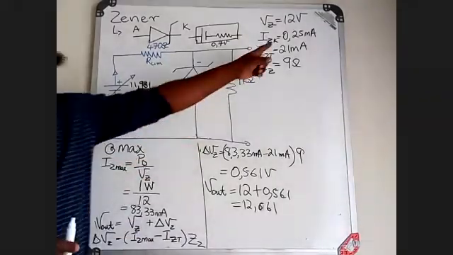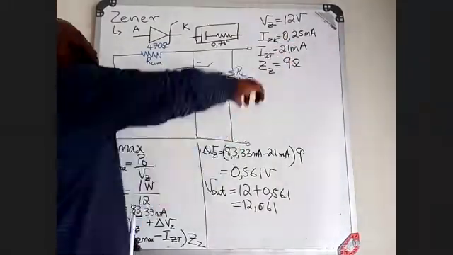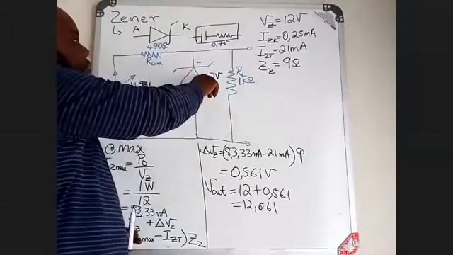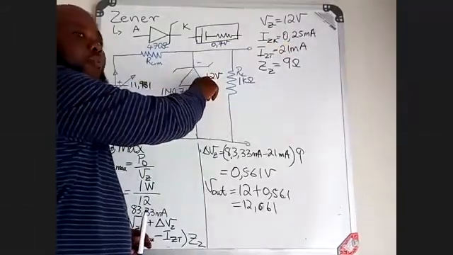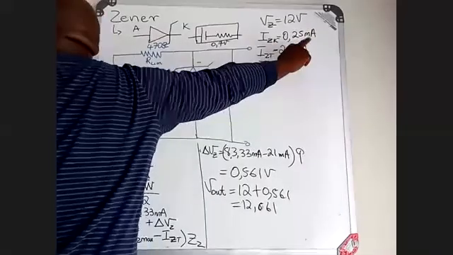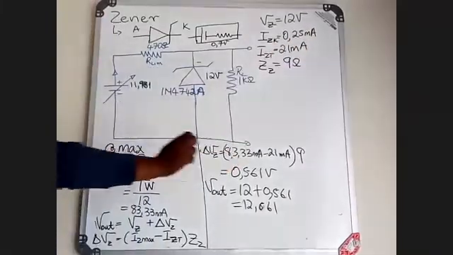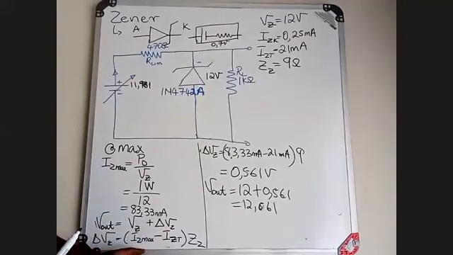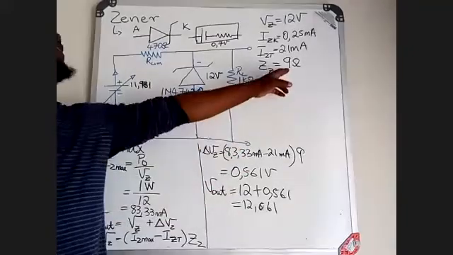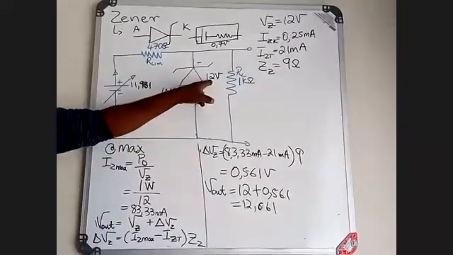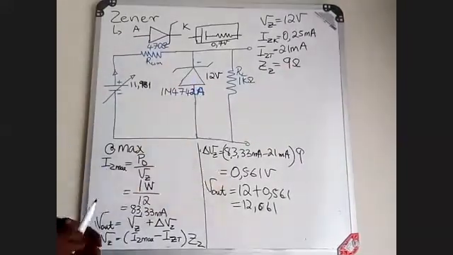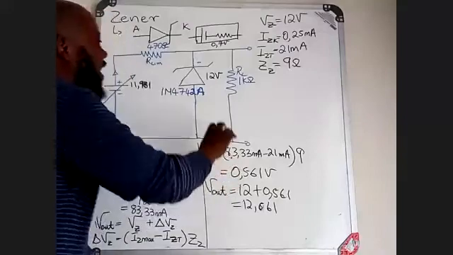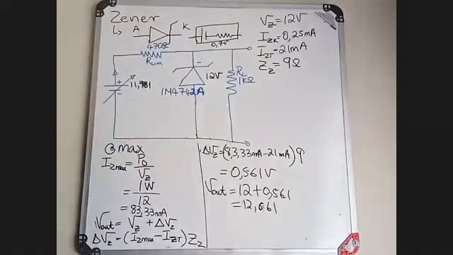Now, the test current simply means that at this current, I will be able to give you 12 volts. Now, if I subtract the two currents, multiplied by the impedance that exists within this magnitude here, then I will be able to find my change in voltage. What will be the tolerance voltage that can exist?